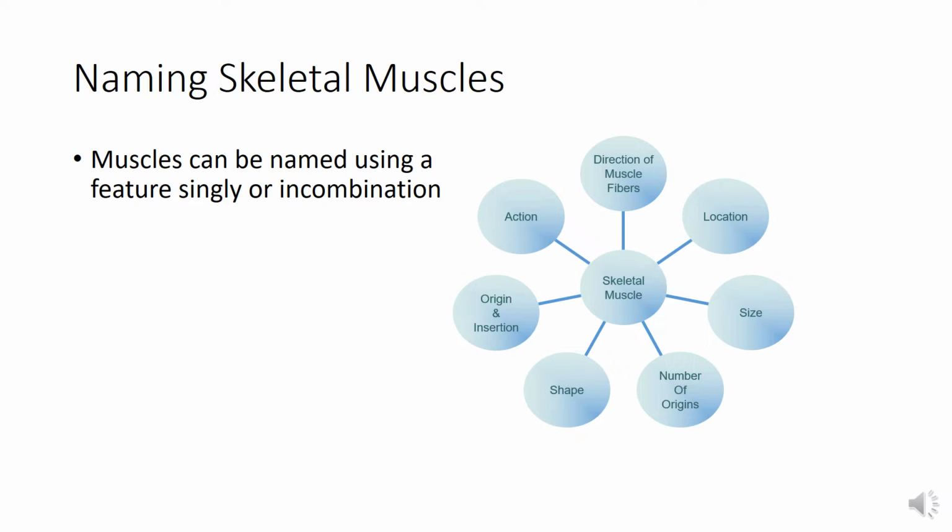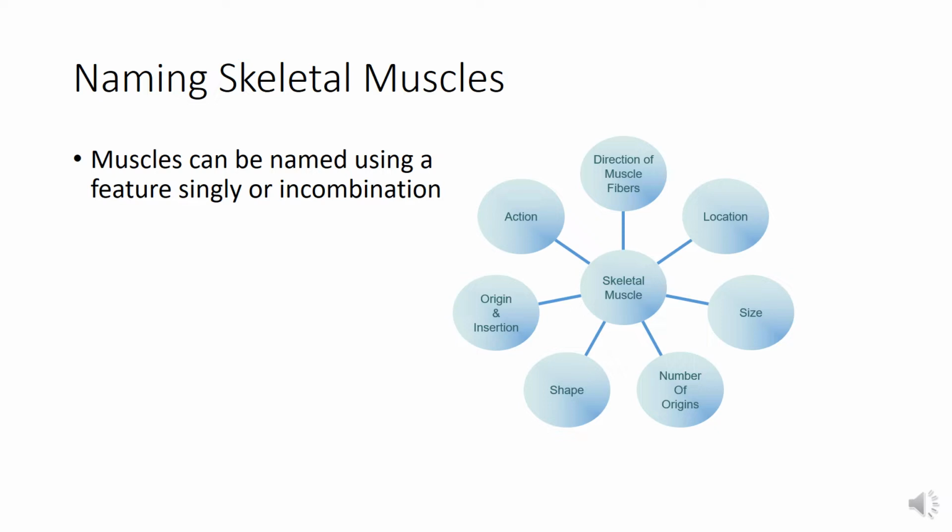Now, as you have joined first year MBBS and started studying gross anatomy, especially the anatomy of the upper limb, you come across various muscles and find it very difficult to understand their pronunciation or their meaning. So this is the lecture by which you can understand how the skeletal muscles are named.